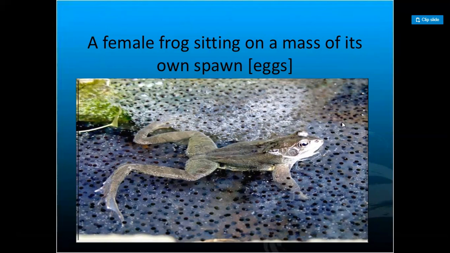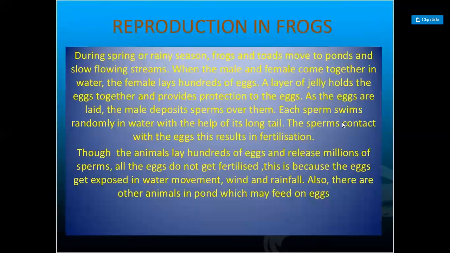They release hundreds of eggs. Then the male sperms enter the eggs. Then a few of the eggs are fertilized. And then the young ones are produced. So how does reproduction take place in frogs?